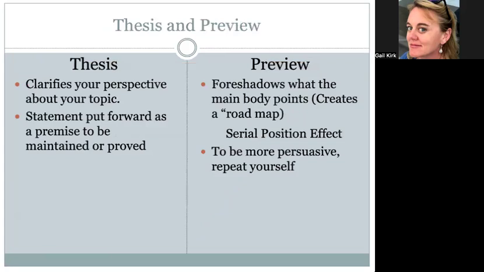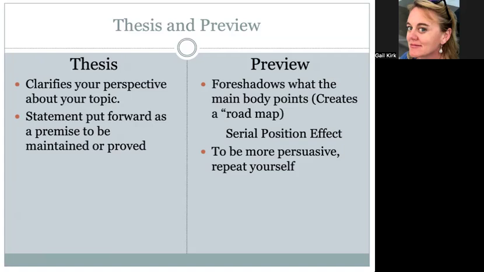So your thesis, it's going to clarify your perspective about your topic. Today, I'm going to be talking about Robert Downey Jr.'s movies, or 3 of Robert Downey Jr.'s movies. It's a statement put forward as a premise to be maintained or proved. In the example of the problem cause solution, maybe my thesis is the Bay Area needs to commit to better public transportation for all in order to reduce traffic on our freeways. Well, that is a premise that I need to prove to you all. Your preview just is going to foreshadow your main points. It just creates a roadmap. So it can make it easier for your audience to know what's going to come up next.